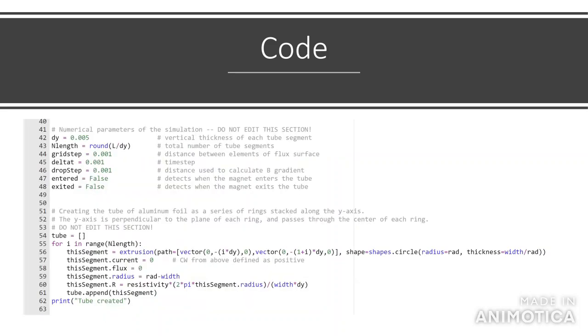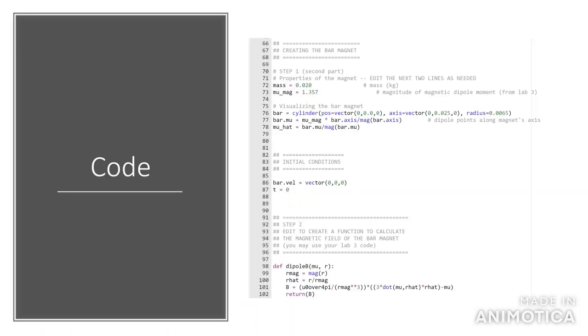Next, I created the aluminum foil tube for the simulation. Then I set some initial values for the mass of the magnet and the magnitude of the magnetic dipole, which I found in the previous lab. I created a visualization of the bar magnet, and I also set the initial velocity and time of the magnet both equal to 0. And then on lines 98 through 102, I used the general Biot-Savart law to calculate the magnetic field of the bar magnet. To calculate the flux of the tube, I split the tube into n rings and then calculated the derivative of the flux over time at each ring using Faraday's law.